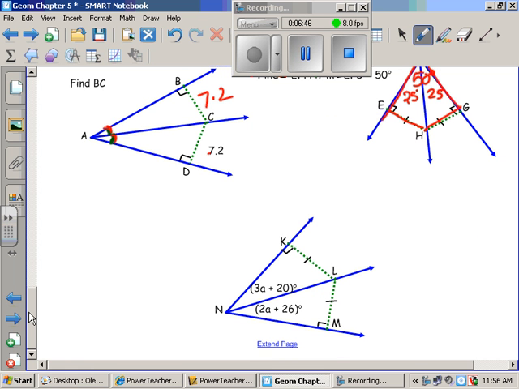And the last one, again, we know that NL is an angle bisector because it's the same distance from L to K and L to M. So these two are equal. So to figure it out, I'd say 3A plus 20 is equal to 2A plus 26. So I subtract 2A from both sides and I get A. I subtract 20 from both sides and I get 6. So A equals 6. Okay?